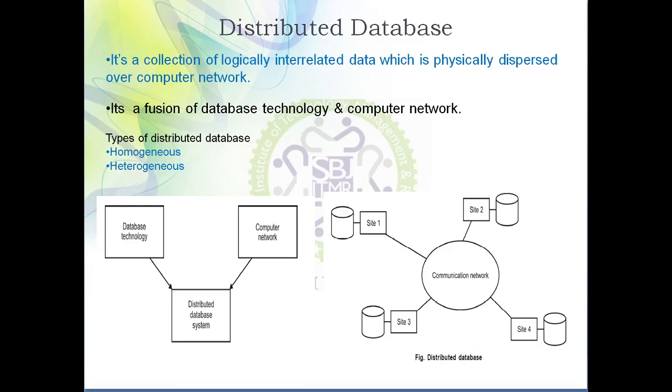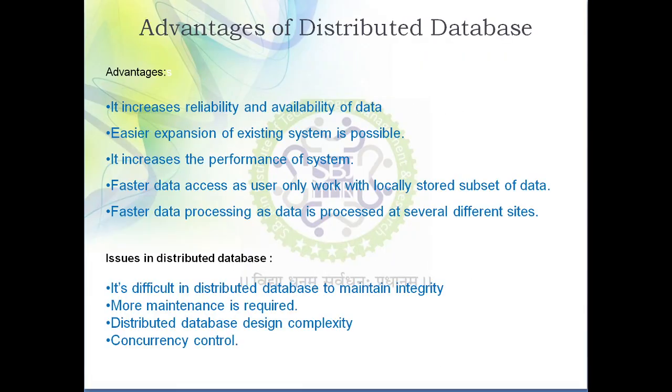Suppose at three different locations, as we have just seen, it is physically present at different locations but logically it's at a single position. In a homogeneous distributed database, at all these locations all the databases are the same. But in a heterogeneous distributed database, the database which is present at the three different locations is different. Okay, so this is the concept of a distributed database.